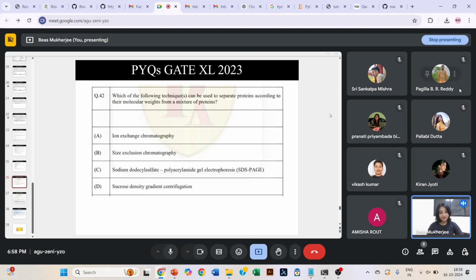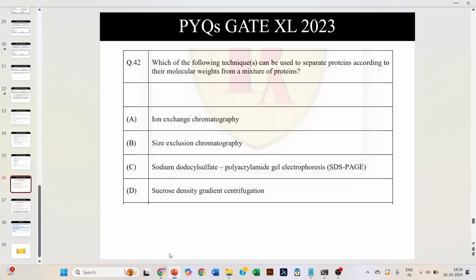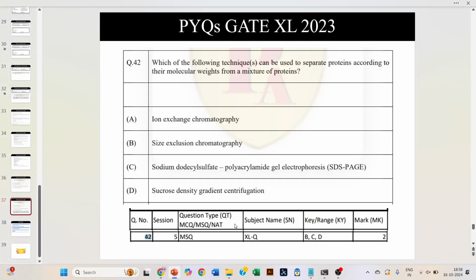Density gradient centrifugation, cesium chloride density gradient centrifugation, and sucrose density gradient centrifugation. These are also important to separate the proteins or any other components based on their molecular weight, right? So all B, C and D, they are all correct. This is question number 42 and you get 2 marks for this if you're correct.